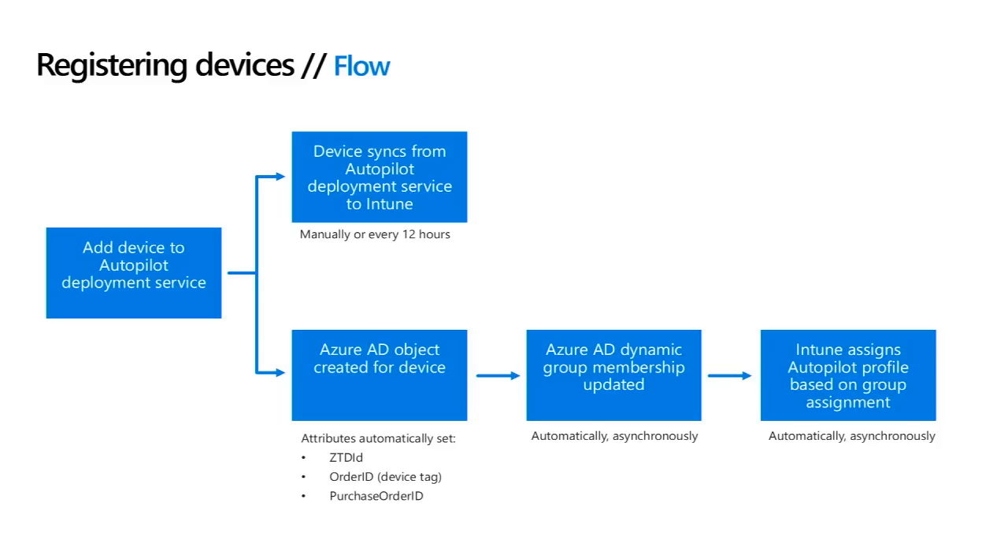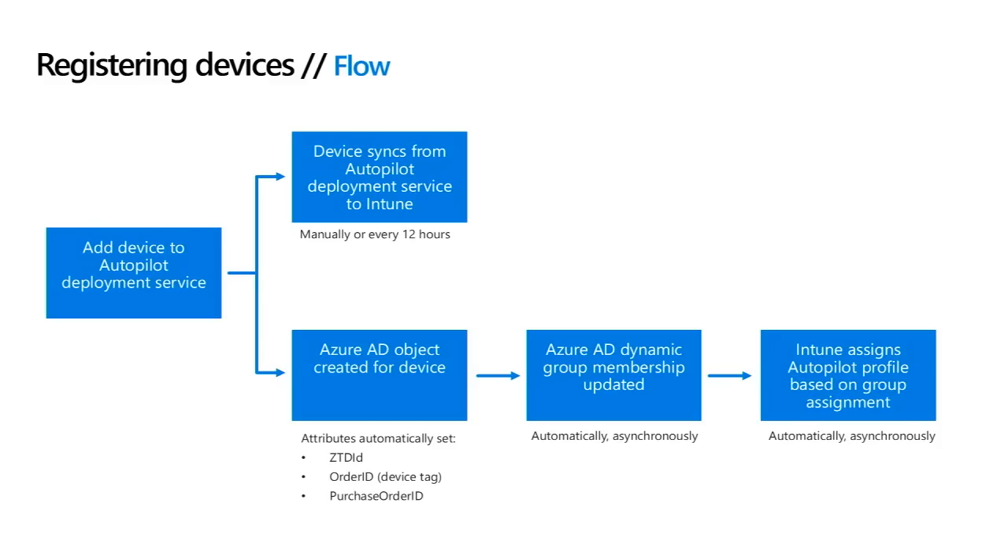So if you look at registering devices and we look at everything as a whole, here's a quick summary slide. You add a device to the Autopilot deployment service. The device syncs from the Autopilot deployment service to Intune. This can happen either manually if you trigger it through the portal, or every 12 hours, or whatever cadence we have in our backend system.